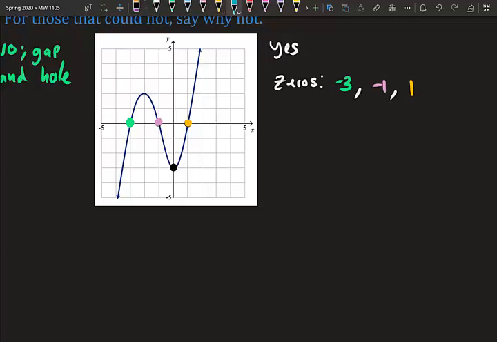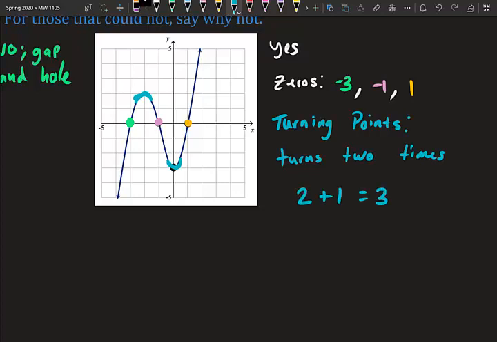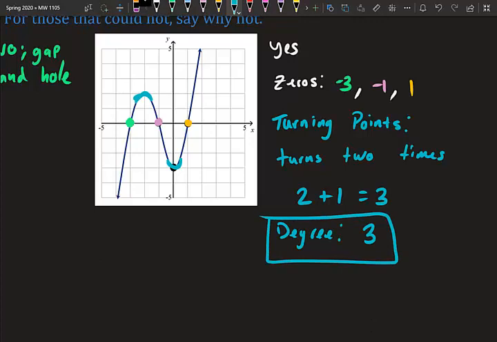All right, let's go ahead and find the degree. So to determine the degree, we need to know how many times it turns. They're called turning points. So it turns 1 time, 2 times. So to find the degree, you do turning points plus 1. So 2 plus 1, we get 3. That means the degree, the least degree of this polynomial is 3. That means that little exponent at the beginning, it's going to be 3.